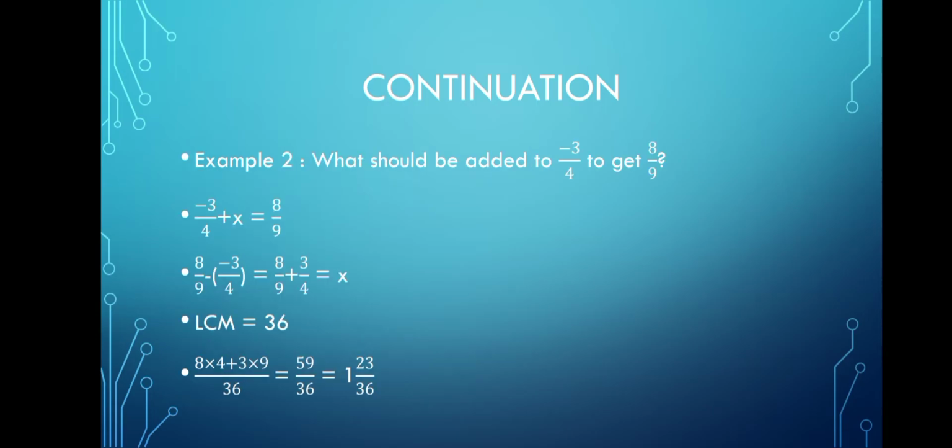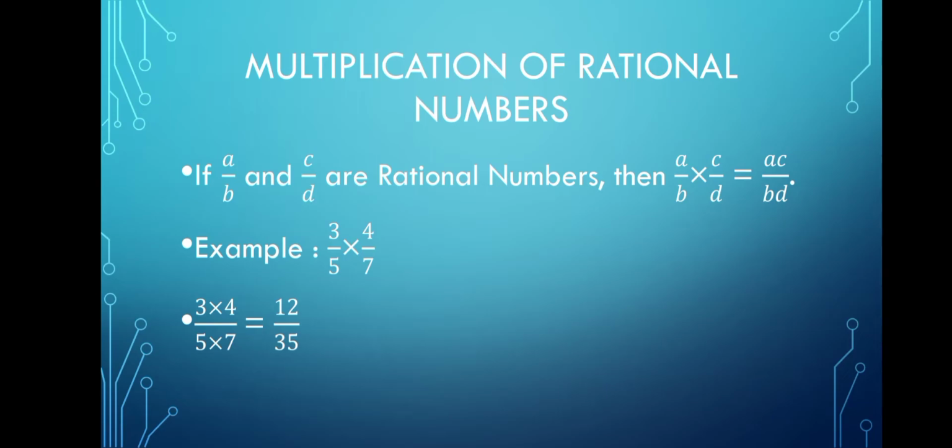Another example for you. What should be added to minus 3 by 4 to get 8 by 9? Here minus 3 by 4 plus x is equal to 8 by 9. So x is equal to 8 by 9 minus 3 by 4, which is 8 by 9 plus 3 by 4. LCM is equal to 36. 8 into 4 plus 3 into 9 by 36 is equal to 59 by 36, which is 1 23 by 36 after simplification and conversion into mixed fraction. Have you understood, friends?